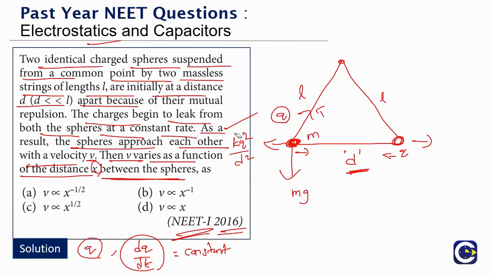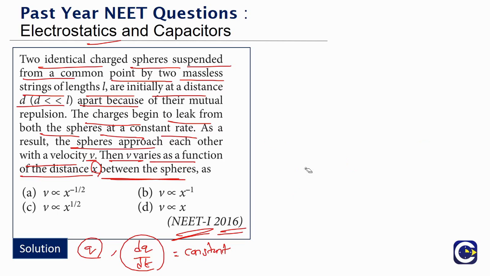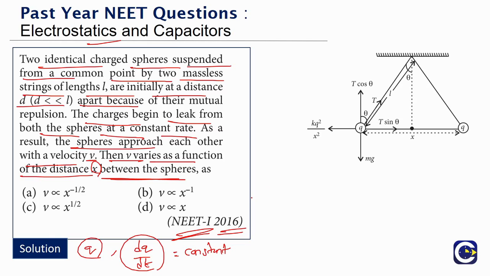Since we are talking about a given instant, when the spheres are already approaching each other, we will take a certain point of time where the distance between the spheres has already changed. Initially the distance is d. Now it will be reduced, and let us say we are looking at a situation where the distance between the spheres is already x. At this time the electrostatic force will be kQ square by x square.